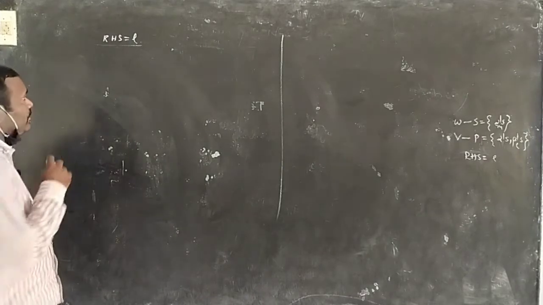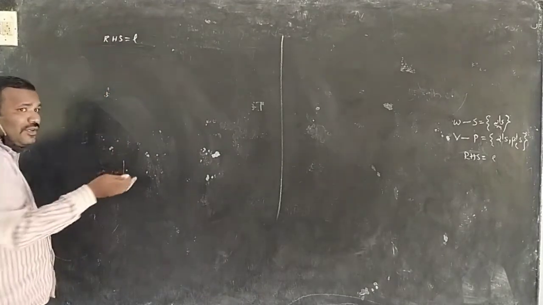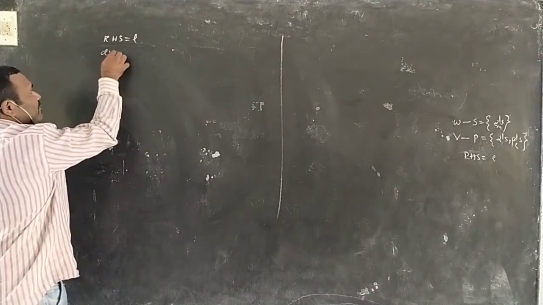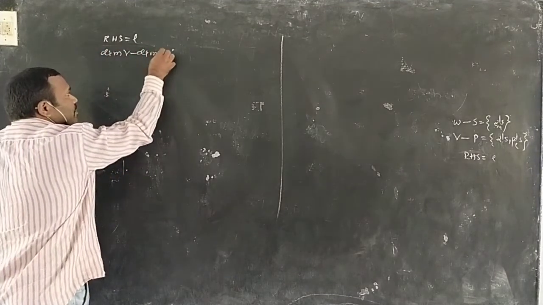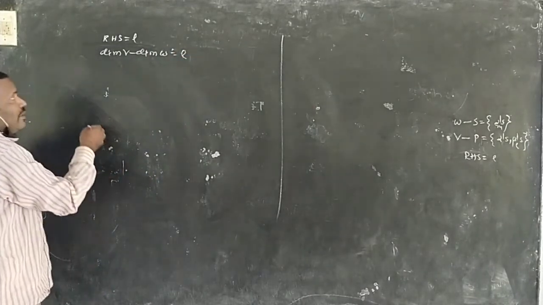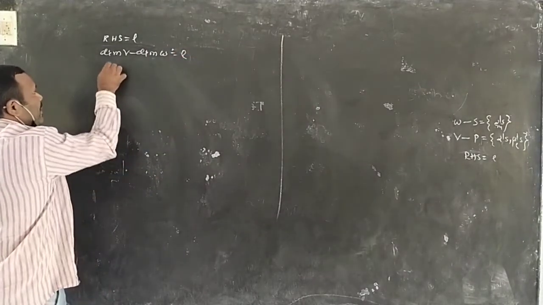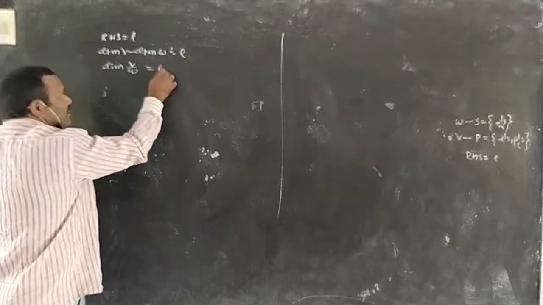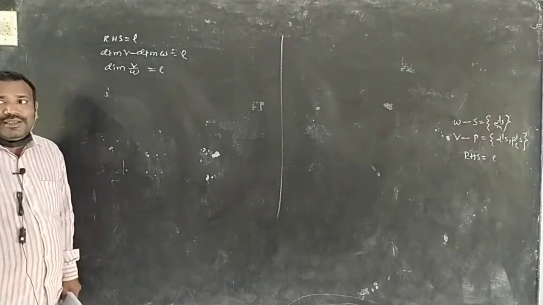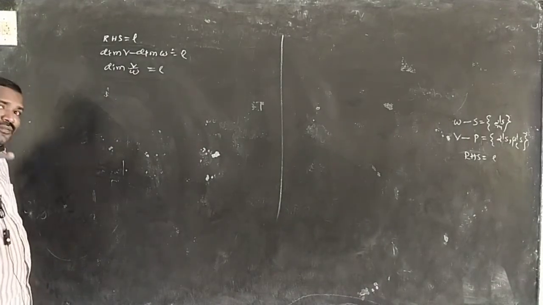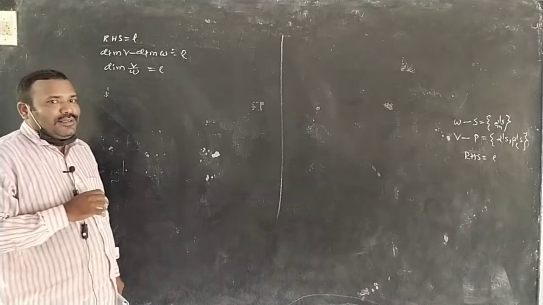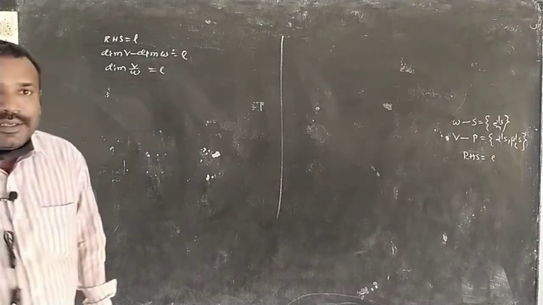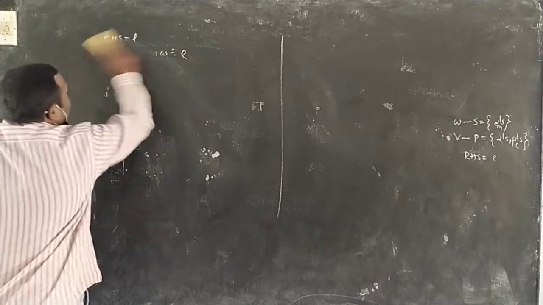Understand? So what is on RHS? Dimension of V minus dimension of W. This is proved to be L. What is on the left side? Dimension of V by W. If it is also L, then both are equal. So we shall prove dimension of V by W equal to L. That is our claim here. So one part is completed. We are in part 2.